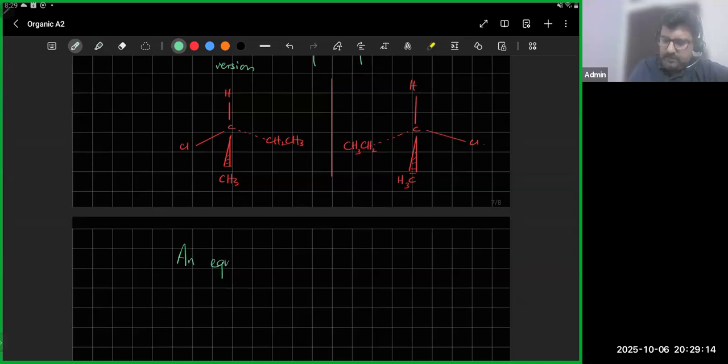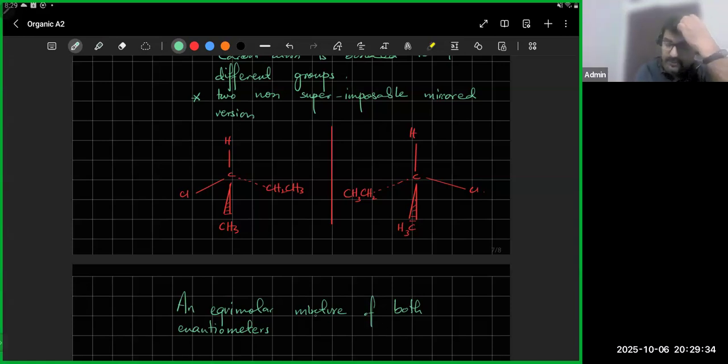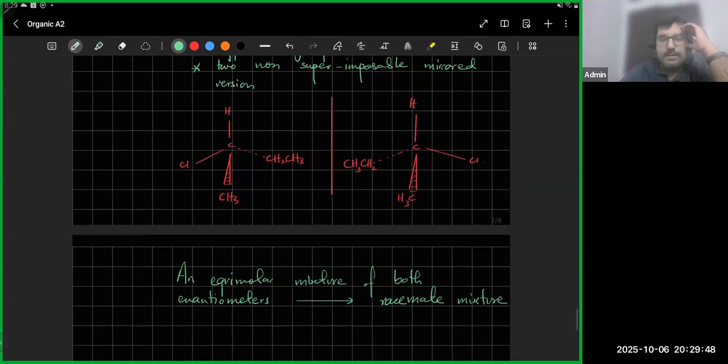There's a word that's going to be described: an equimolar mixture of both enantiomers. There's another word that is used to describe optical isomers, enantiomers. An equimolar mixture is called a racemic or racemate mixture. So if you have a solution and the solution has both isomers, then that's going to be called a racemate, or racemic, mixture.